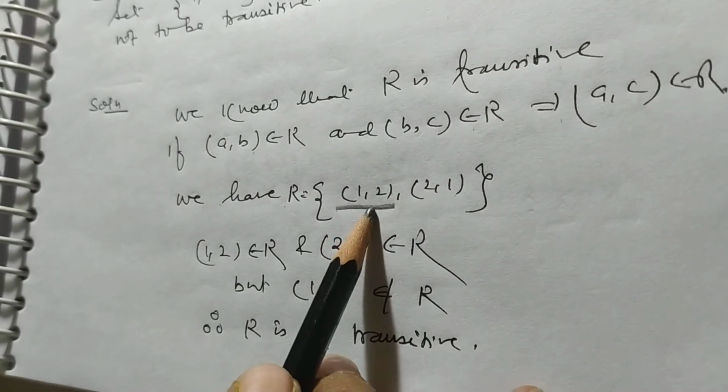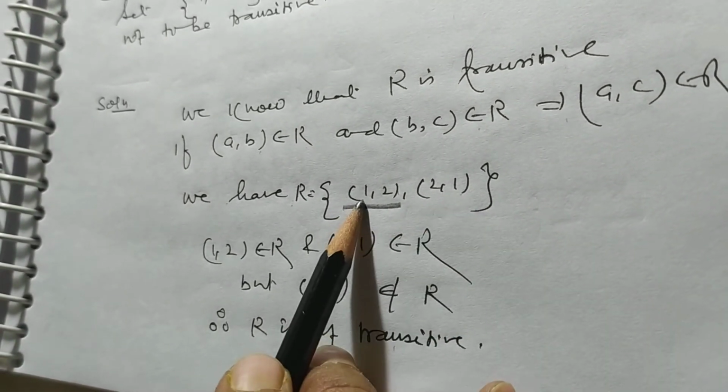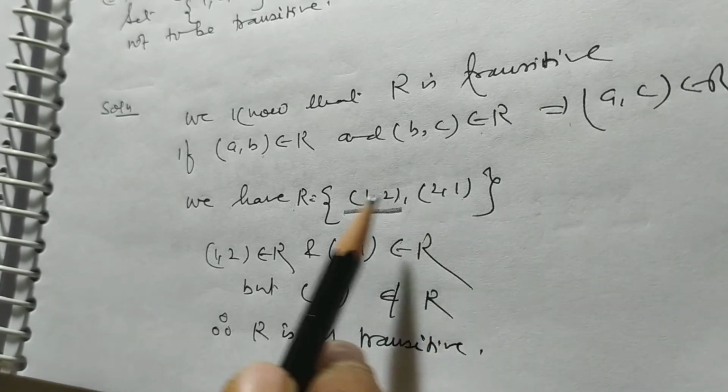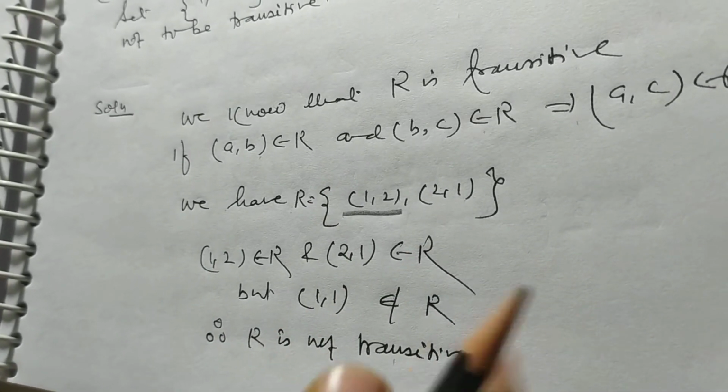But (1, 1) is not here. (a, b) is here, (b, c) is here, but (a, c) is not here. So R is not transitive.